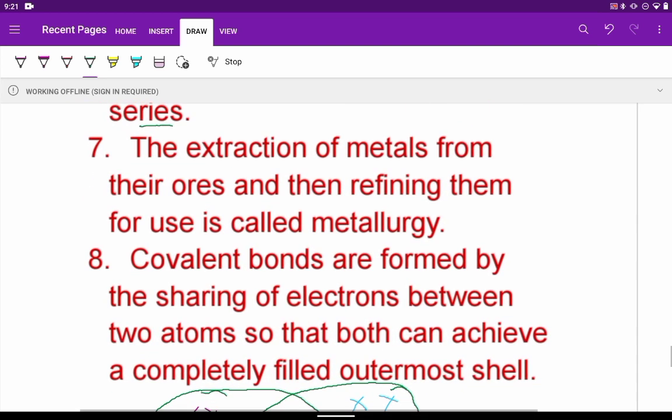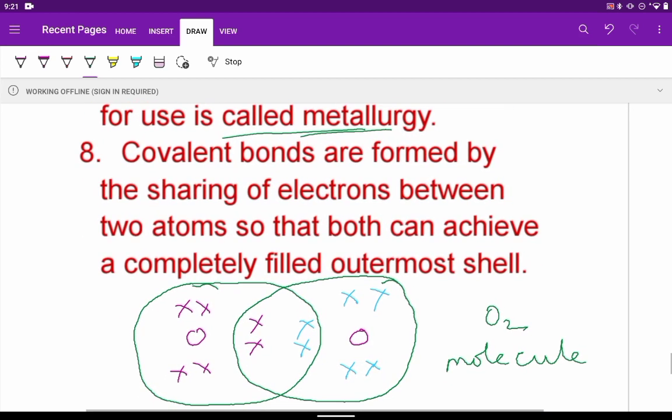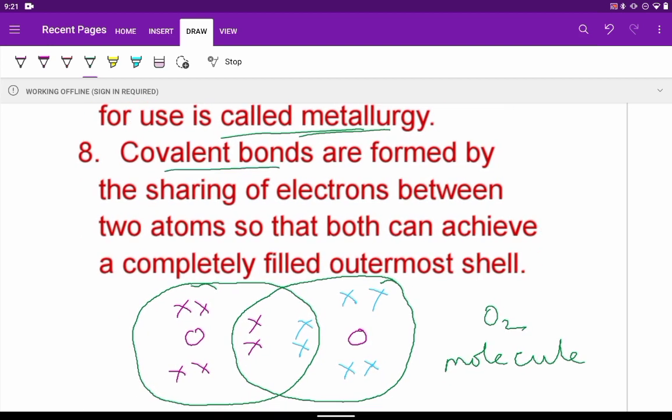Now, what is metallurgy? Very important point. The extraction of metals from the ores and then refining them for use is called metallurgy. Both the things, extraction and refining, come under metallurgy. Now we have studied bonds. In that, covalent bonds. What are covalent bonds? Covalent bonds are formed by the sharing of electrons between 2 atoms so that both can achieve a completely filled outermost shell.